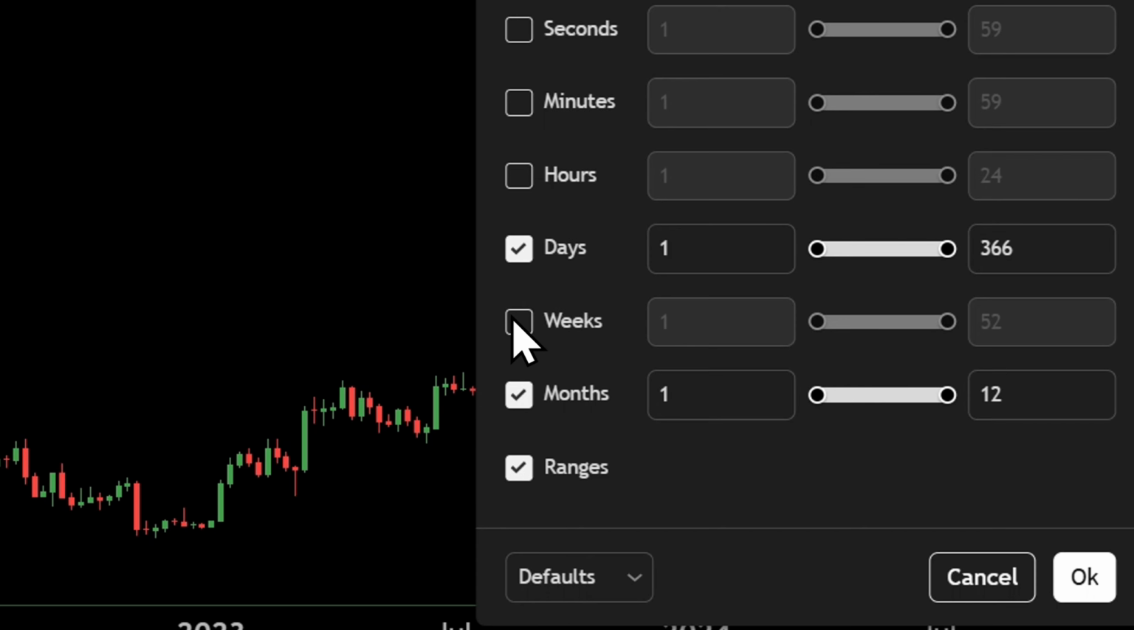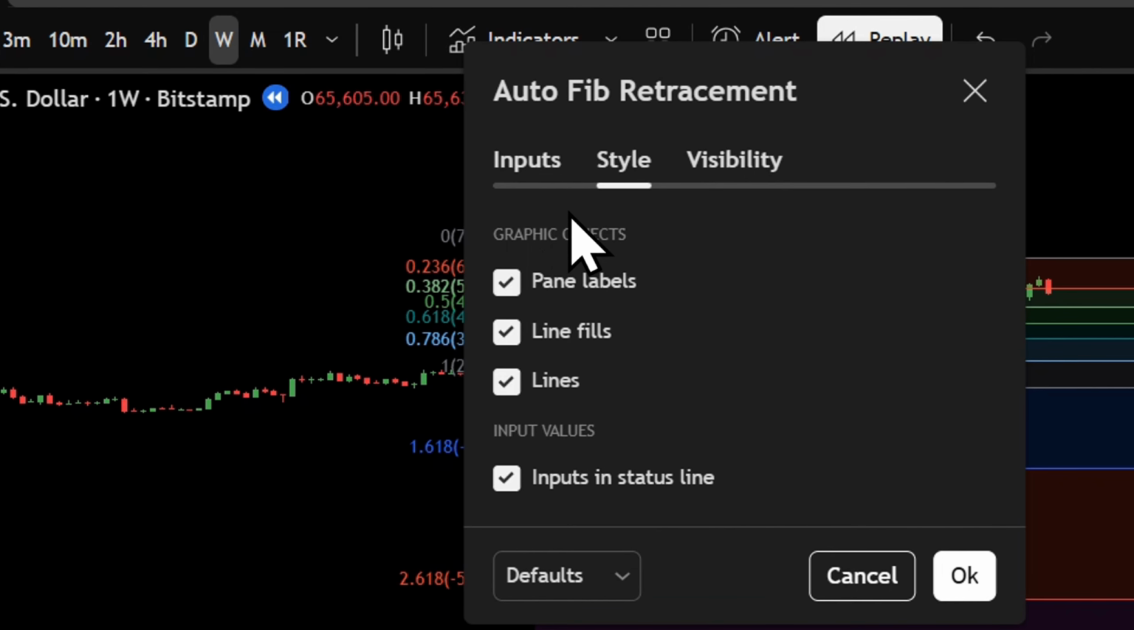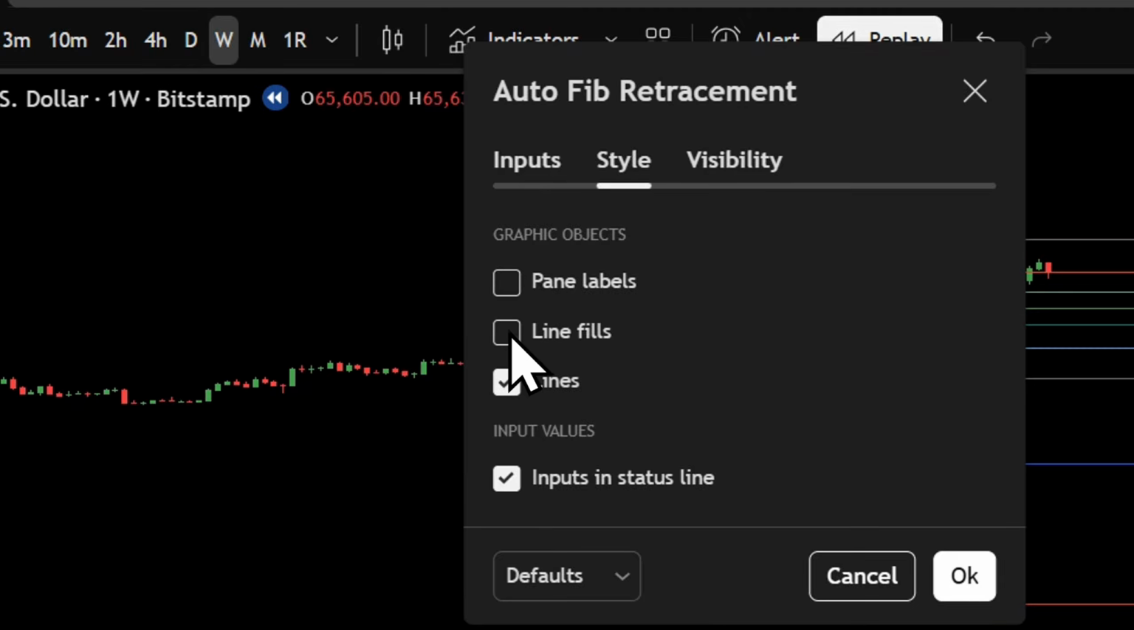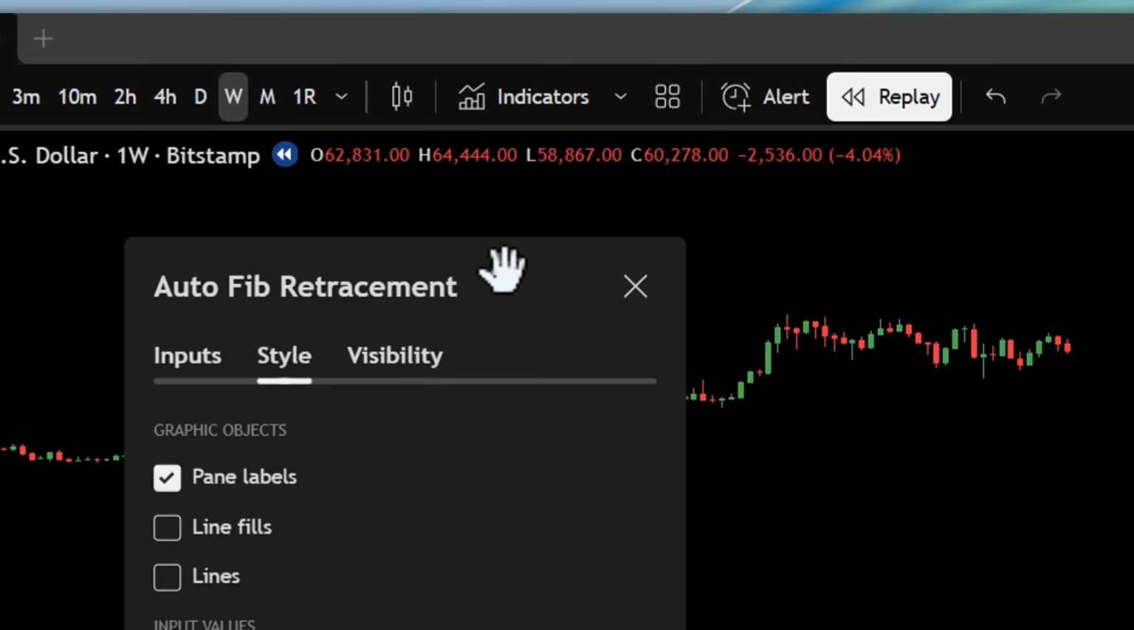You can also choose whether to display the Fibonacci values, the price values, or both. For most beginners, I recommend keeping both visible. This makes it much easier to understand exactly what you're looking at.